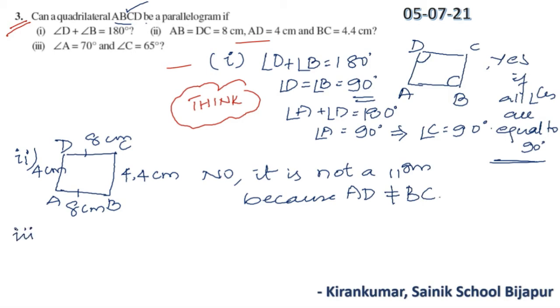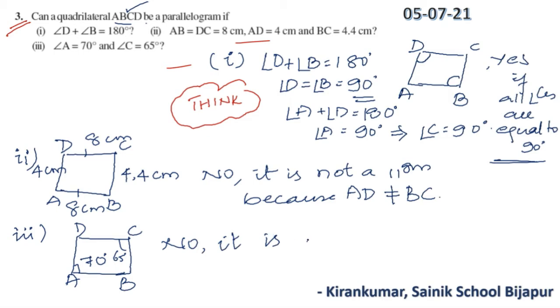Let's think about the third one. Again, I'll take a quadrilateral in general, ABCD. They have given angle A as 70 degrees and angle C as 65 degrees. So I should write, no, it is not a parallelogram because opposite angles are not equal. Angle A is not equal to angle C.